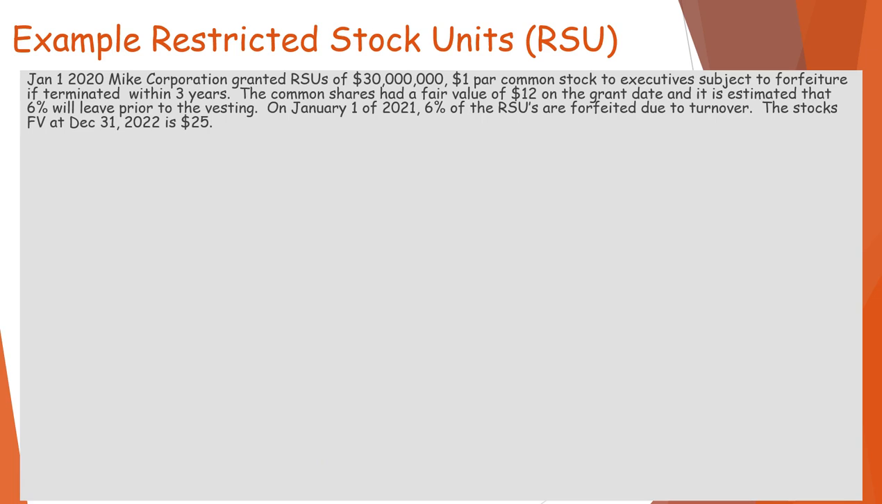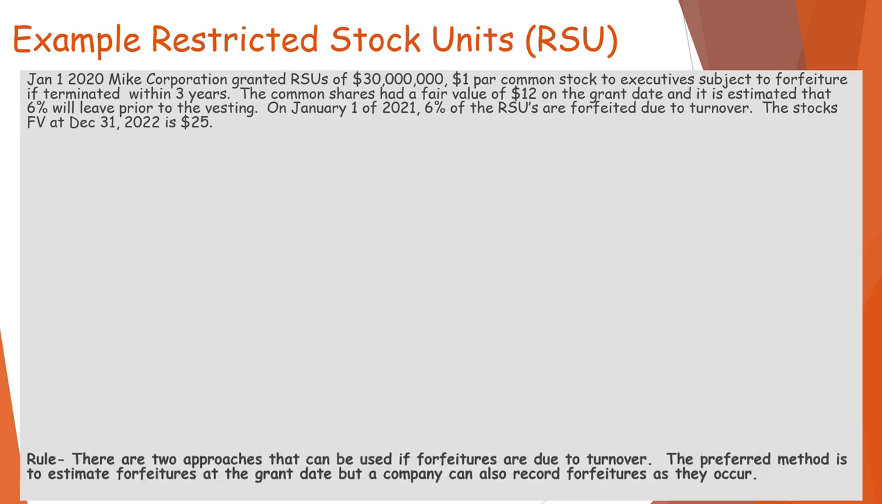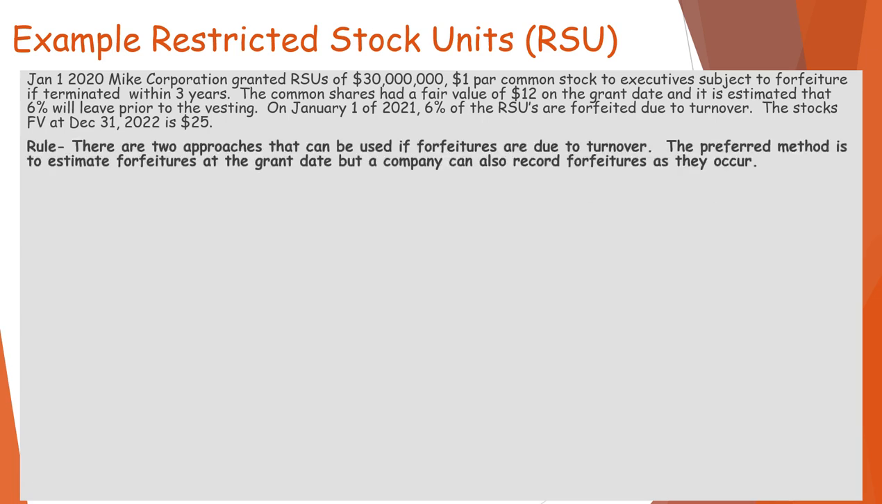Now, first, we need to understand the rule. There are two approaches that can be used if forfeitures are due to turnover, and we can estimate them. The preferred method is to estimate forfeitures at the grant date, but a company can also record forfeitures as they occur.